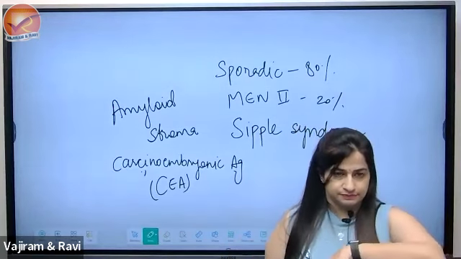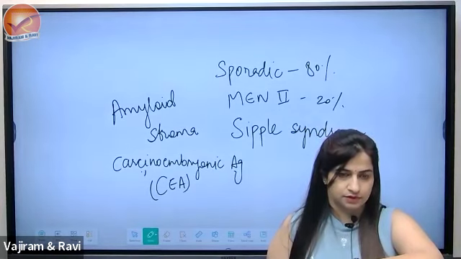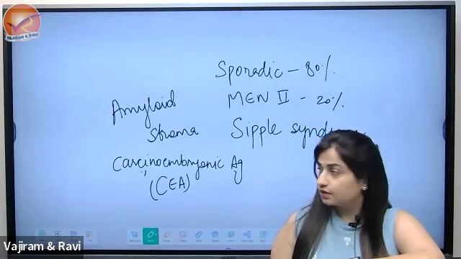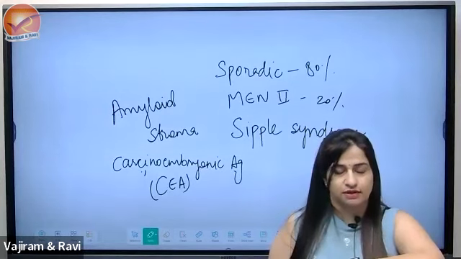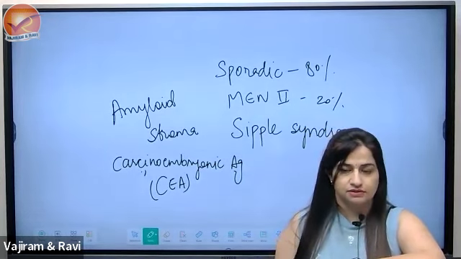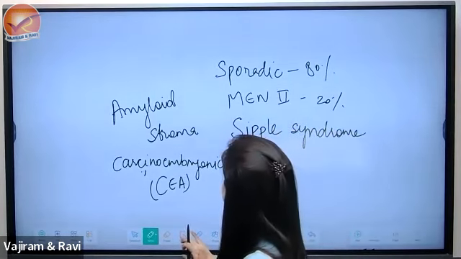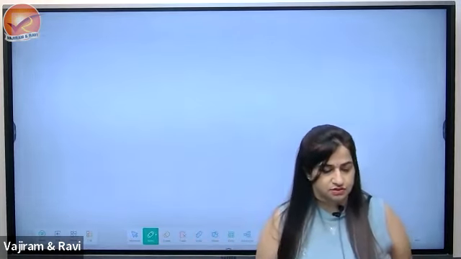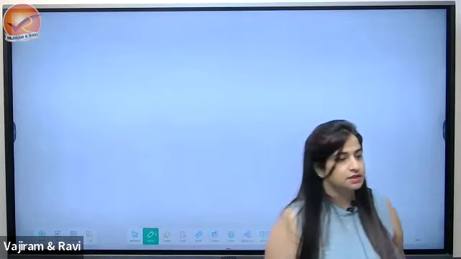Then treatment. Now because it metastasizes quickly, the treatment of choice is always total thyroidectomy with radical neck dissection. Next line, in case it is associated with pheochromocytoma or MEN type 2 syndromes, then it is treated accordingly.